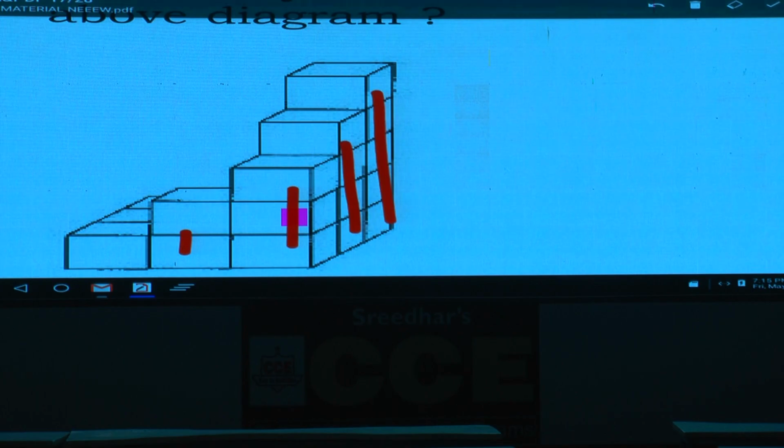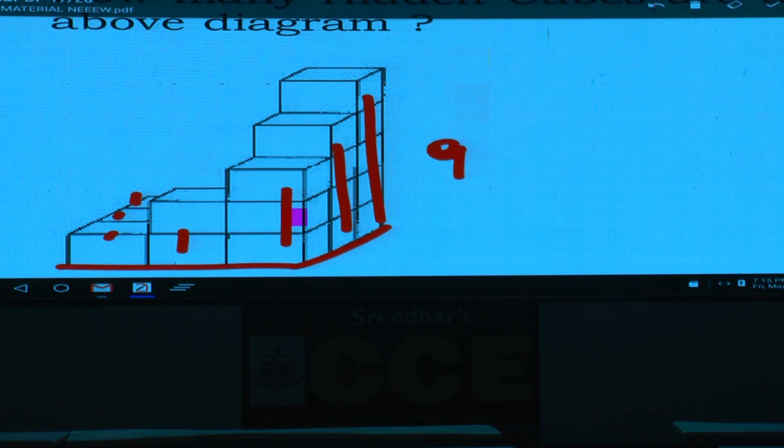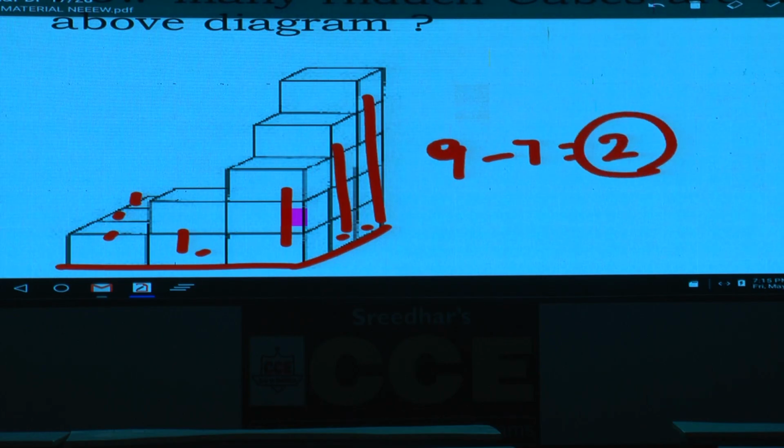Then, now coming to this bottom. This is 3 into 3, 9. Out of this 9, how many were visible? 1, 2, 3, 4, 5, 6, 7 are visible. 9 minus 7, 2. And so how many left over? Only 2 are left over in this one. And so 2 are unseen. Done? Those are invisible cubes.